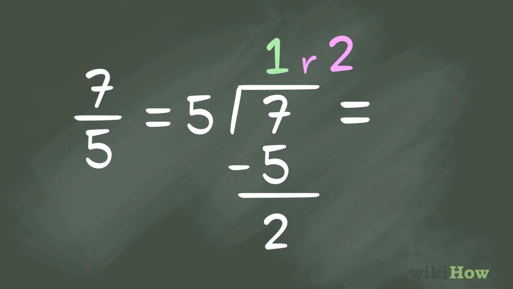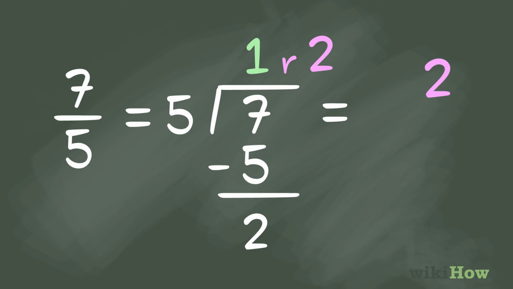The remainder will become the new numerator in the fraction, while the denominator remains the same. So in the example of 7/5, you would get 7 divided by 5 equals 1, remainder 2. To express this as a fraction, write it as 1 2/5.